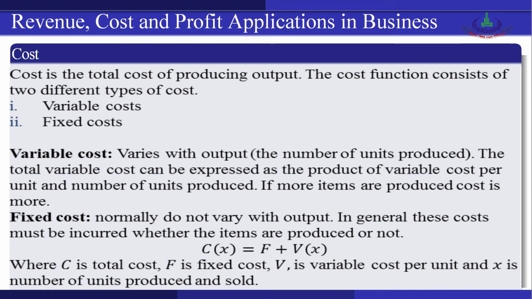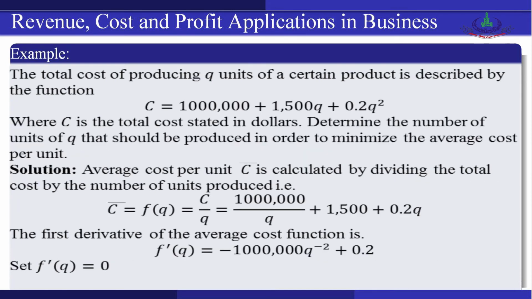Dear students, now we look at an example. The total cost of producing Q units of a certain product is described by the function C, given by C is equal to 1 million plus 1500 Q plus 0.2 Q square, where C is the total cost stated in dollars. Determine the number of units Q that should be produced in order to minimize the average cost per unit. Dear students, first of all, we calculate the average cost.